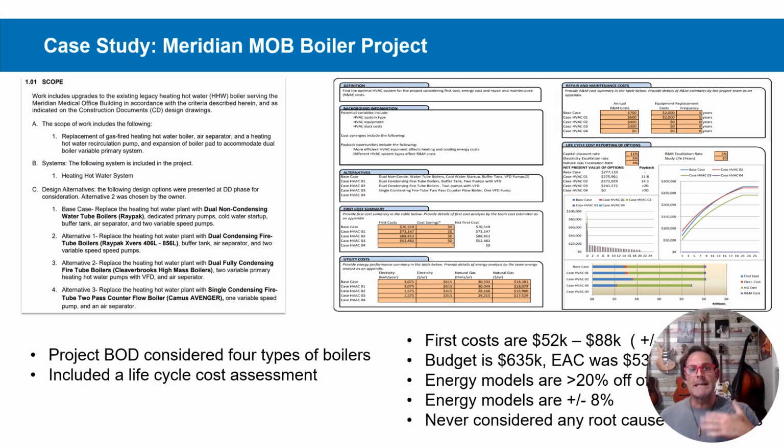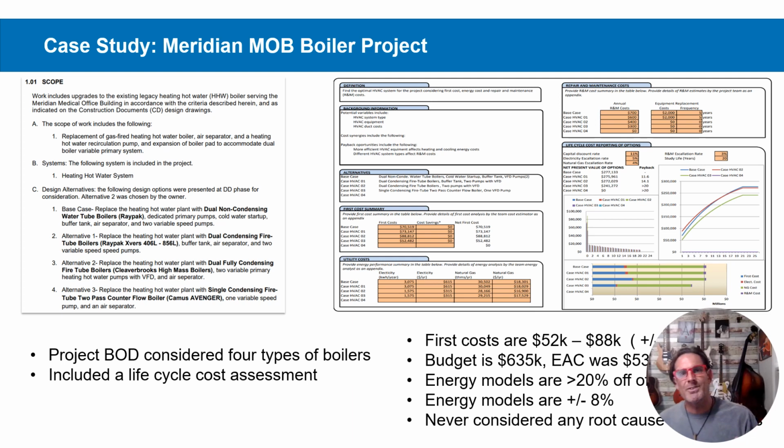So the BOD had some good things in it. We had 4 options and we had a life cycle cost. So that's pretty good. That's normally what we would expect to see in a BOD. In retrospect though, those 4 options were really just 4 different boilers. So it's like 4 different model numbers or manufacturers. So none of the options was actually substantially different from the other options, just minor tweaks really.